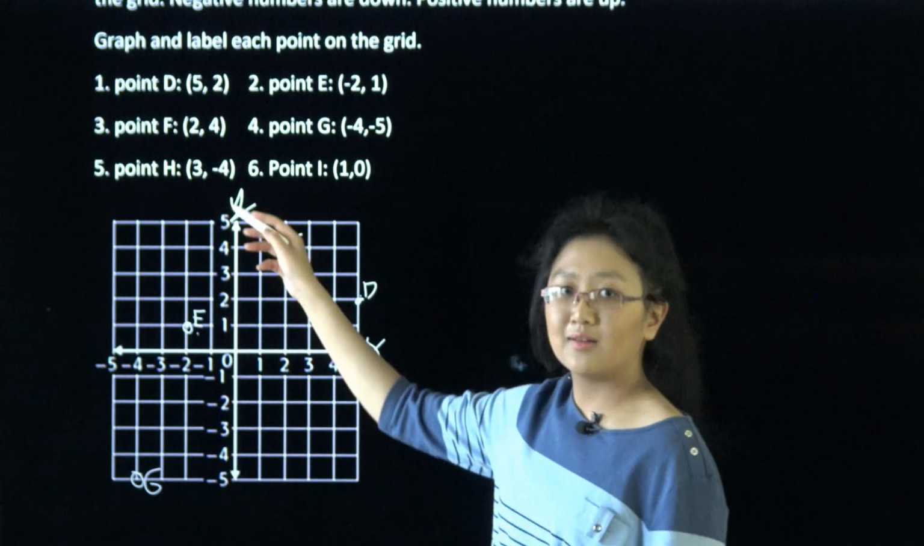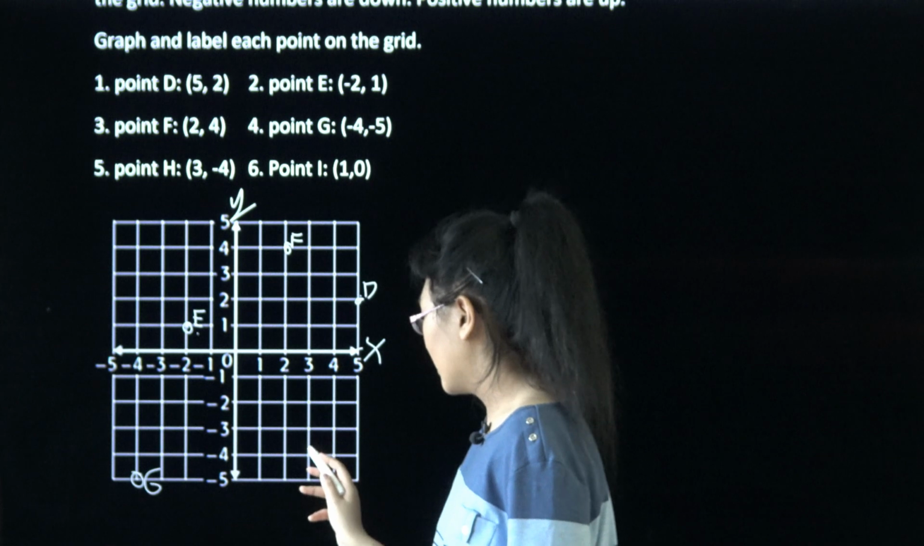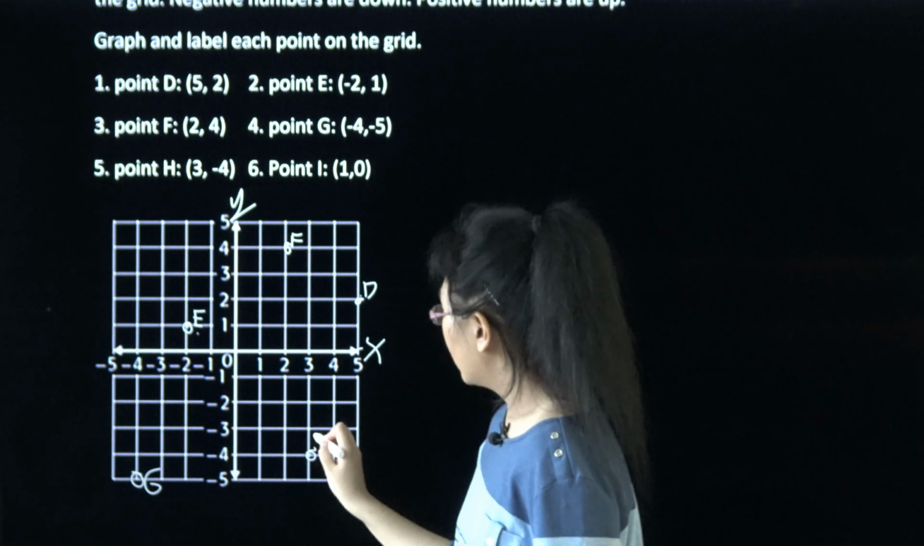Point H is 3, negative 4. So we find 3 on the x-axis, and then we find negative 4 on the y-axis. Here. That would be point H.